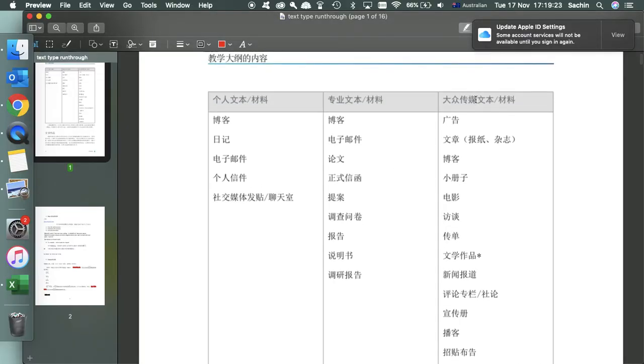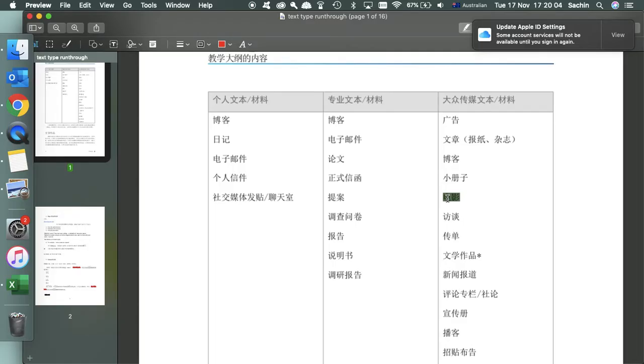And in the public media text types, we've got stuff like ads, articles, blogs, 小册子 and 传单, so pamphlets and brochures. This one, 电影, no, you're not going to be writing a movie for your Chinese paper one, but usually this is like a movie review, and I've never seen a paper where the IB asks you to write a movie review. Usually this will be in the reading text, where, oh wait, no, paper 2 is the writing, paper 1 is the reading, my bad.